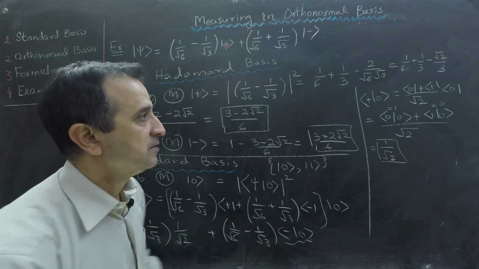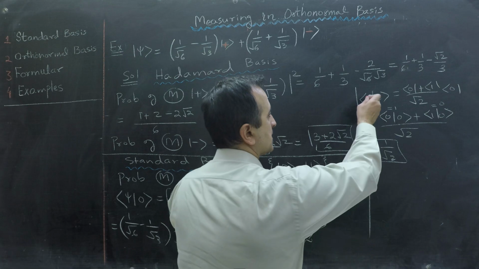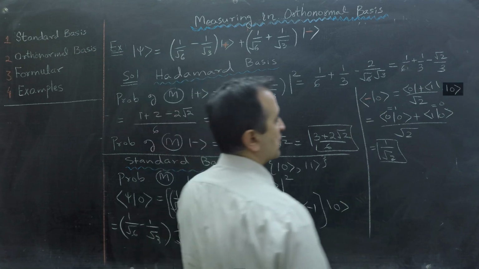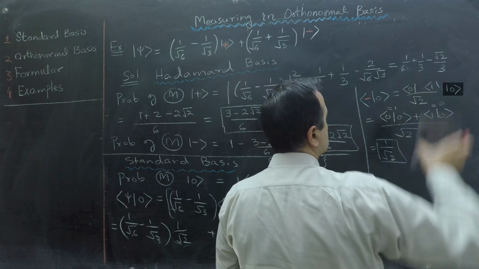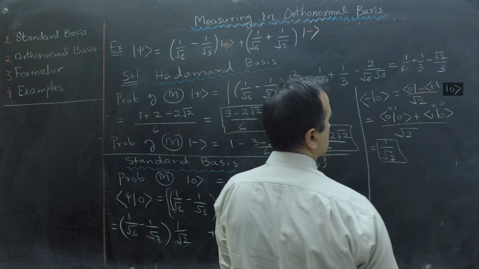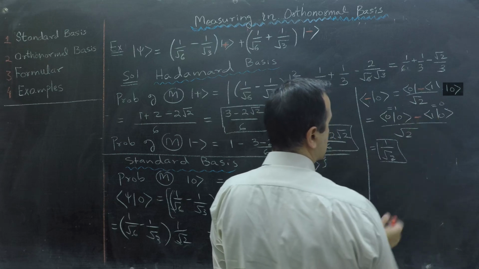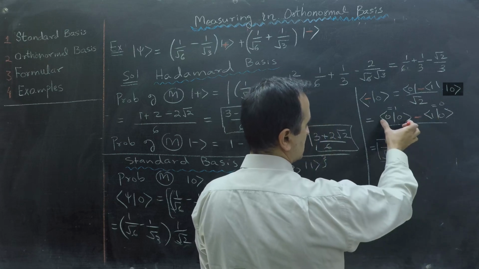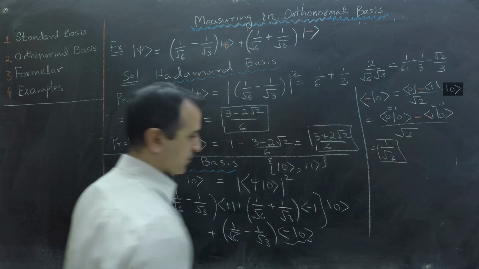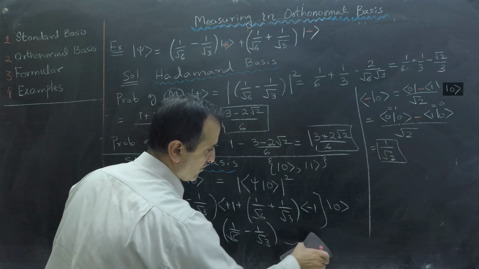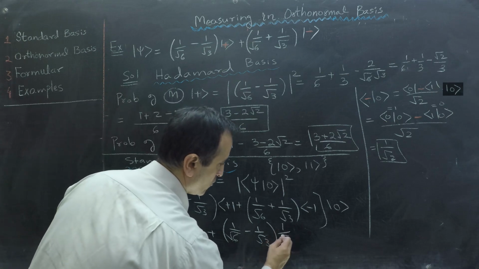Similarly, I have to calculate this one, so for that I change this plus with minus, because according to the definition of bra minus, there should be a minus here. My final answer once again will be 1 over square root of 2, because this term will be equal to 1 and this term will be equal to 0. So let's replace this also with 1 over square root of 2.